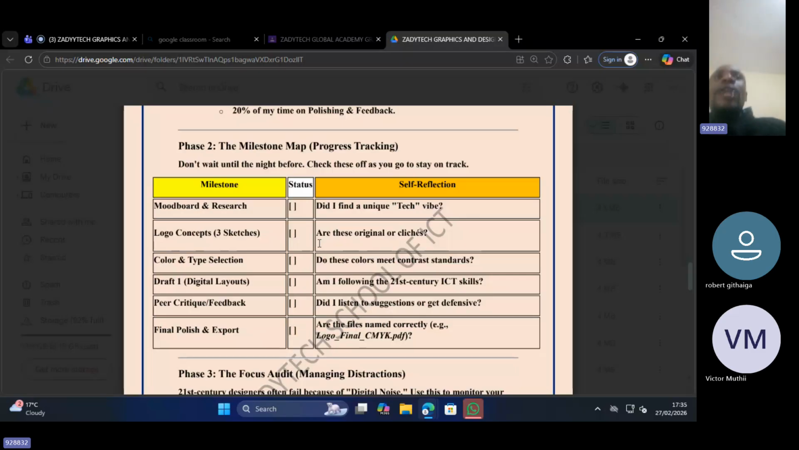Then after that, draft. You start designing the first draft, digital layouts. I'm following the 21st century ICT skills, maybe. Yes, you take there. Then after that, you have the first draft.